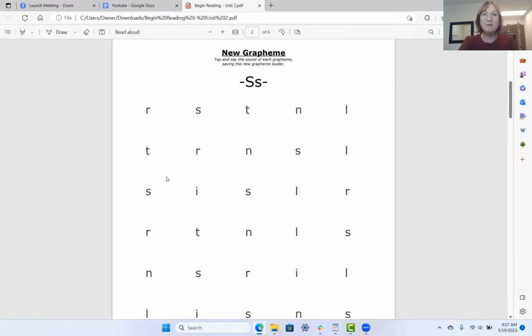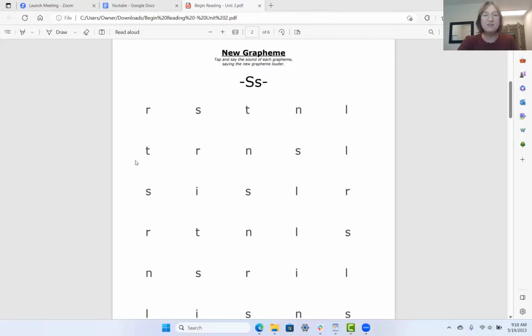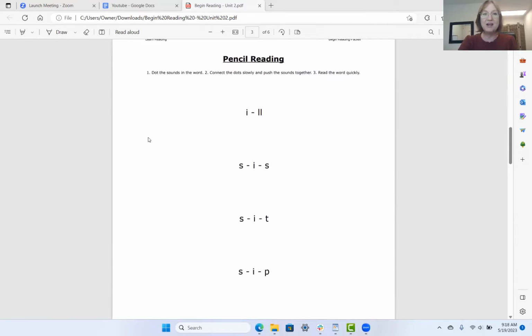So your new grapheme today is S. S is a voiceless sound. It has only air. It should not have any voice or vocal cords used to make that sound. The sound of S is simply S. Make sure that you don't add a voiced sound to it. There's no sound produced, only air, just S. So if you have these lessons, go ahead and practice all of the sounds on this page. If not, stay with me. We're going to do this next page together.